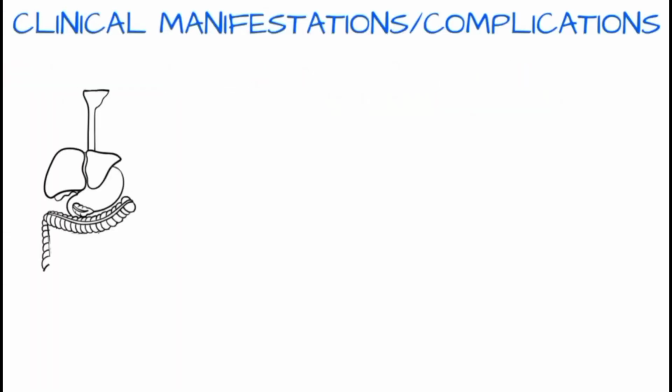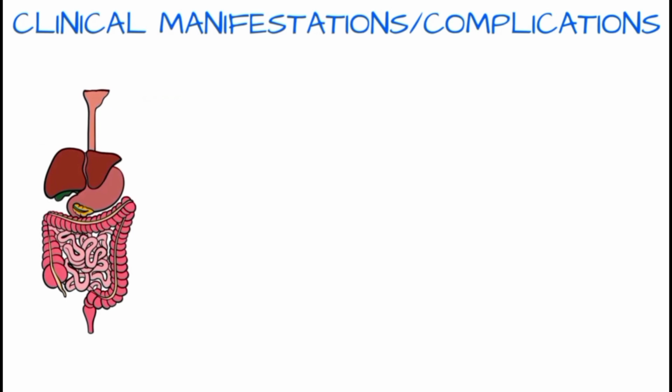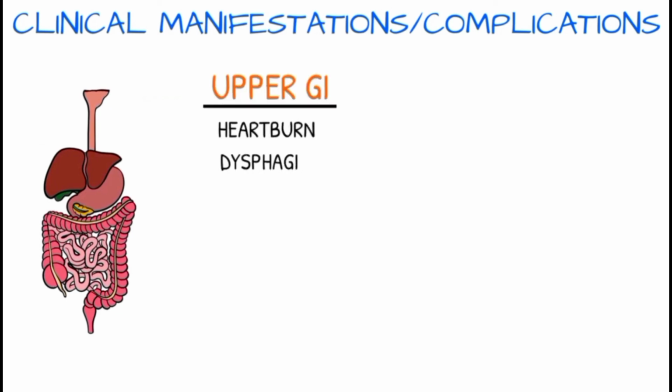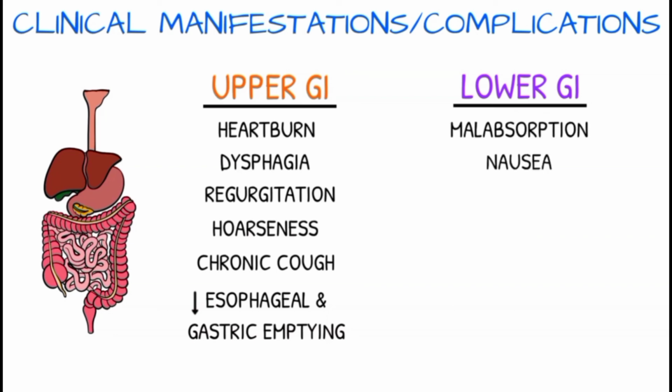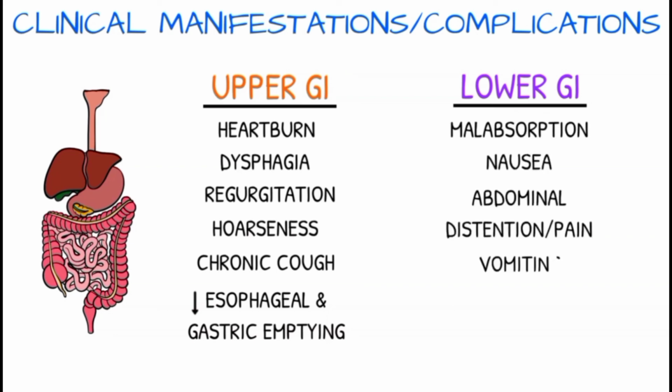The GI tract is affected in most individuals with scleroderma. As far as upper GI involvement, most will have heartburn, dysphagia, and regurgitation. Hoarseness, chronic cough, and decreased esophageal and gastric emptying may also occur. For the lower GI tract, impaired intestinal motility can lead to malabsorption, nausea, abdominal distension, and pain. In later stages of scleroderma, sac-like pouches manifest in the colon, which can result in perforations and bleeding.